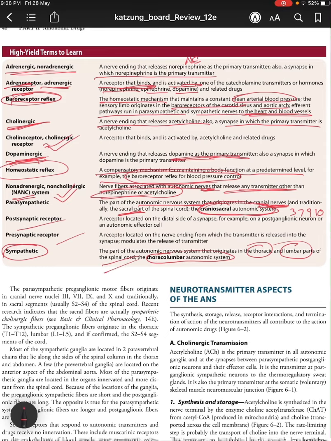So what are presynaptic and postsynaptic receptors? So receptors located on the nerve ending from which the neurotransmitter is released into the synapse is the presynaptic receptor, and it modulates the release of the neurotransmitter.